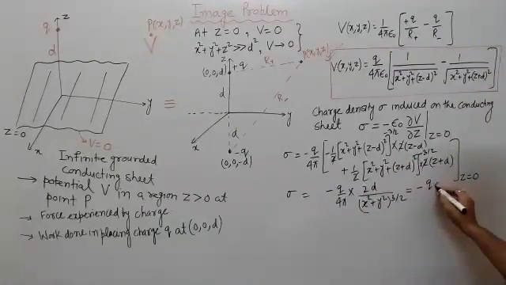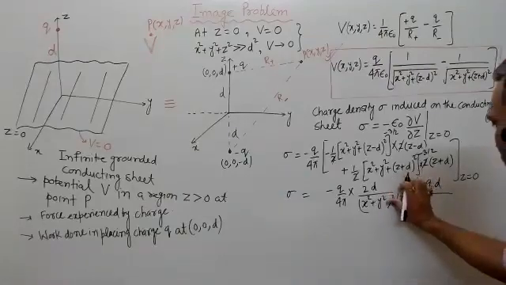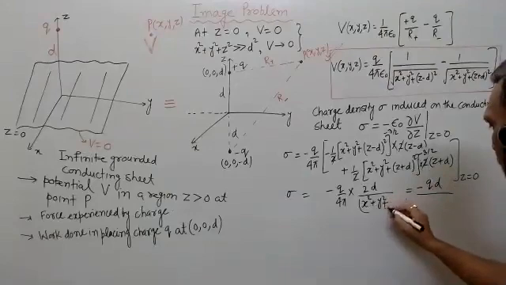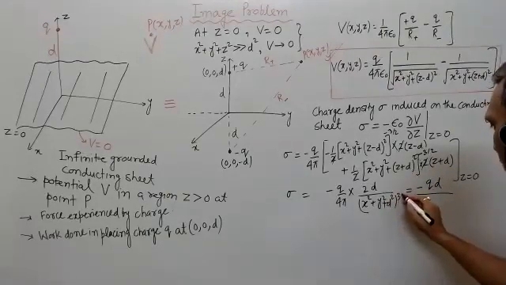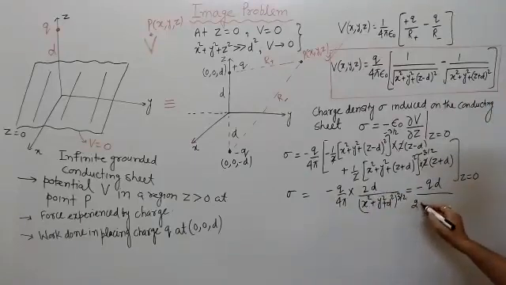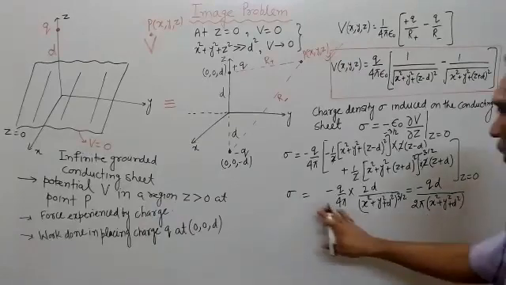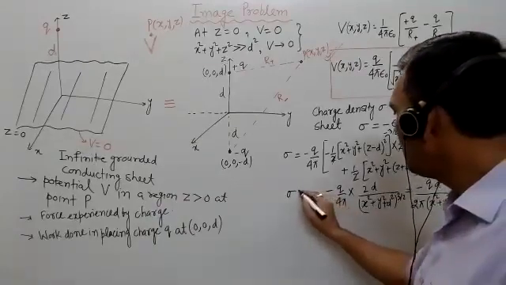minus of qd. Sir, there is a d square term also in the 3 by 2 power. No, x square plus y square plus d square. Yes, you have d square. This term is (x square plus y square plus d square) power 3 by 2. So this will be minus qd by 2 pi (x square plus y square plus d square) power 3 by 2. Now you can see this sigma is a function of x, y.